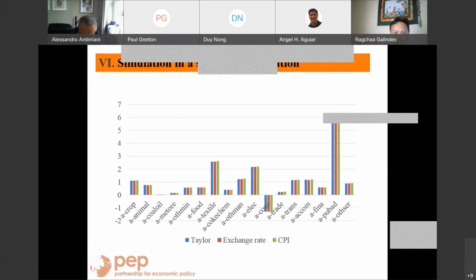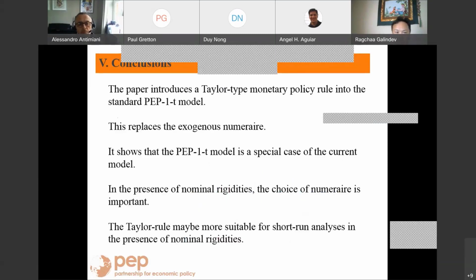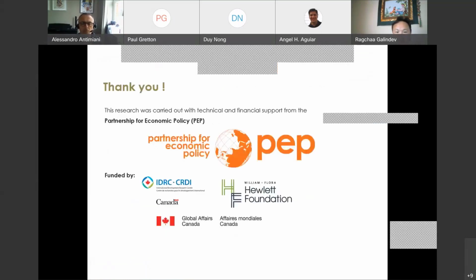get the same results. So the conclusion is we introduce the Taylor-type monetary policy into the real CGE model, which replaces the exogenous numeraire, and then we prove that the real model can be derived as a special case of the monetary model. And then in the presence of nominal rigidity, the choice of numeraire matters, and the monetary policy is probably more suitable for the short term because it actually takes into account what the central bank is doing. Okay, thank you.